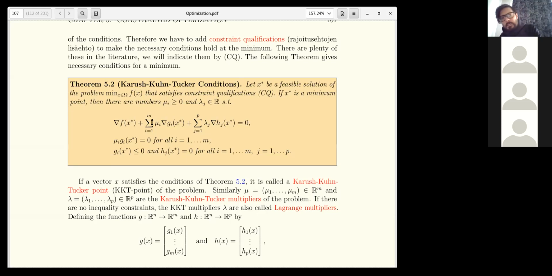So this means basically that our gradient of f needs to point directly inside. Why does it have to point directly inside? Can anyone answer?